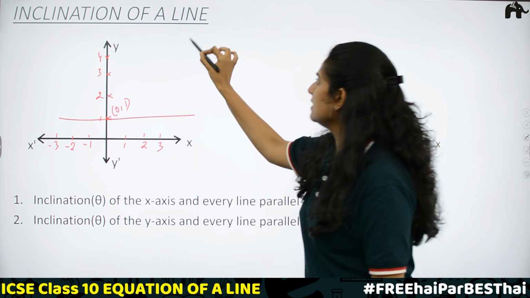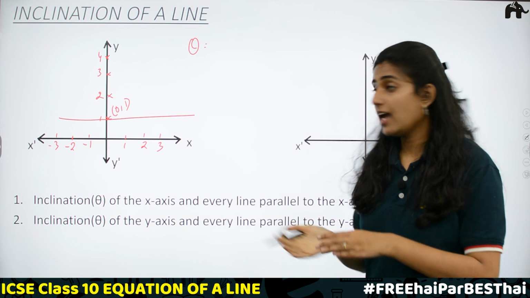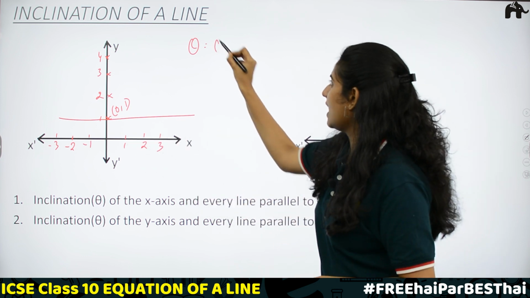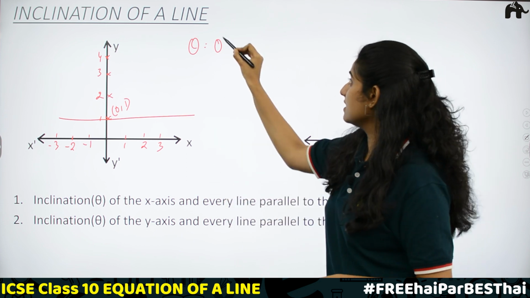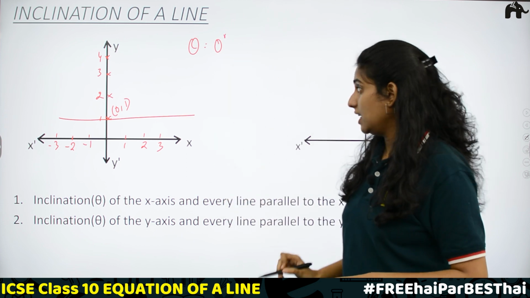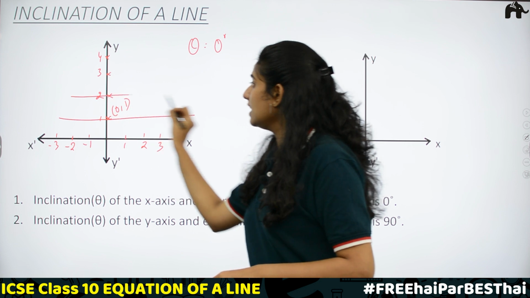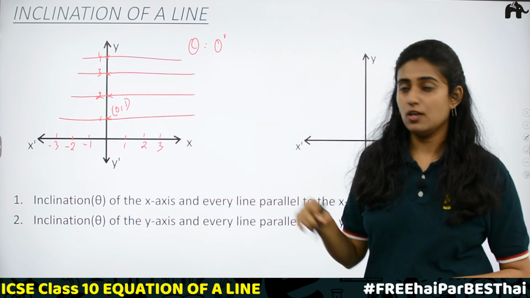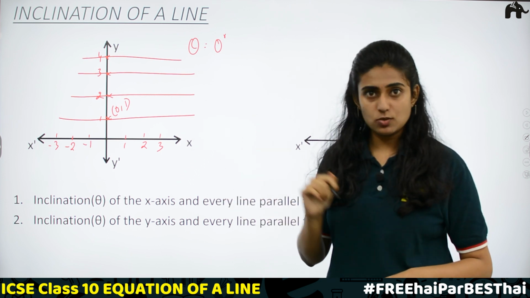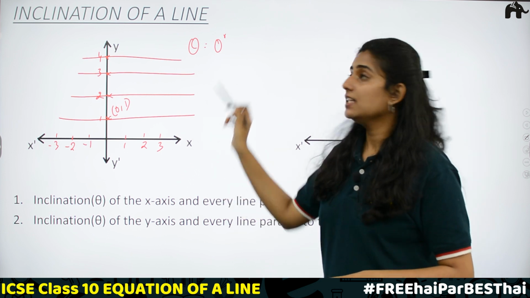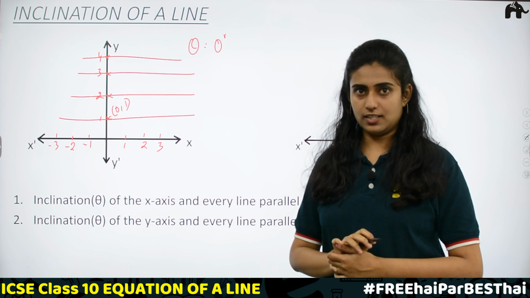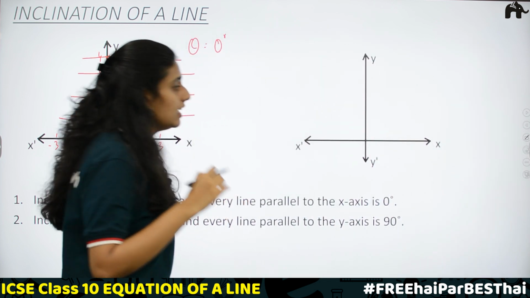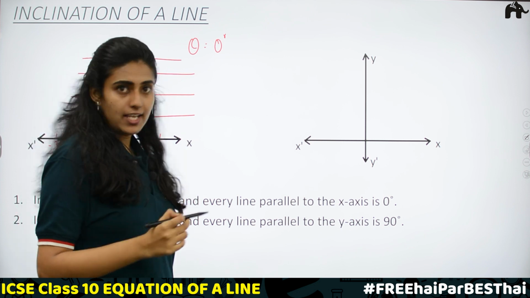What is the angle theta here? What angle does it make with the x-axis? 0, right? Correct. The angle it makes with the x-axis is 0 degree. Which means, when you take other lines also that are parallel to the x-axis, for any line that is parallel to x-axis, you will be getting theta equal to 0 degree. Clear? Now, if you are taking lines that are parallel to y-axis.